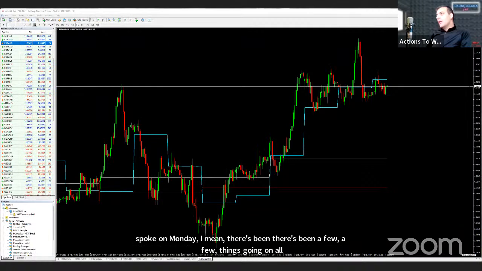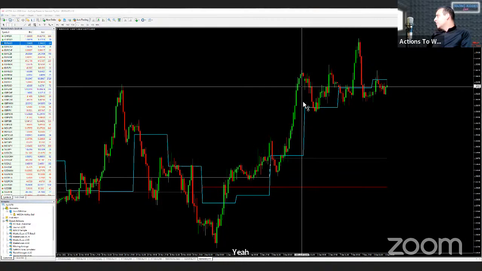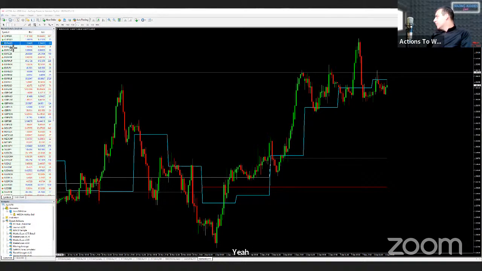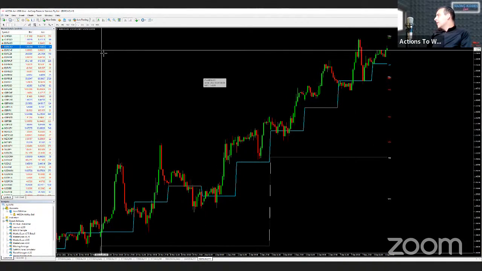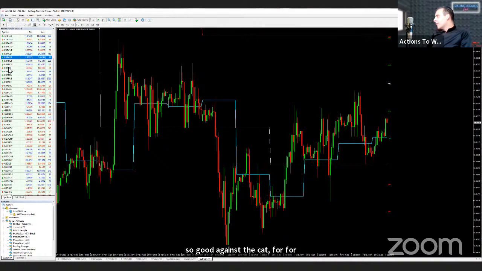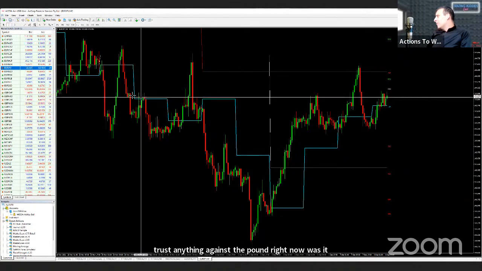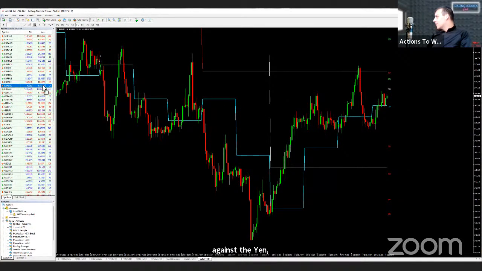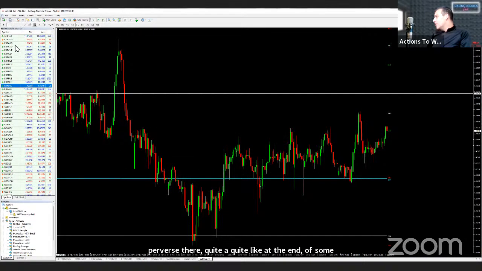Yeah, Lane as well spoke on Monday. So there were a few things that went on Monday that gave the euro a bit of a boost, pretty much right across the board. You see the euro here against the CAD as well. Not looking so good against the CAD for downside. I wouldn't trust anything against the pound right now. What is it against the yen? Perversely, I quite liked the yen for some upside. The Sing doesn't look great. Yeah, the Euro Aussie looks the best.